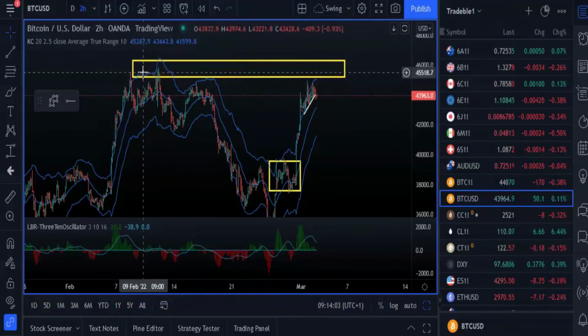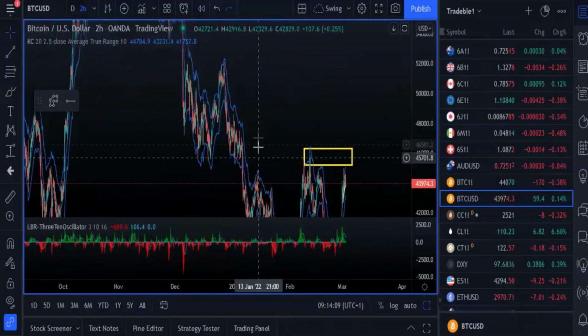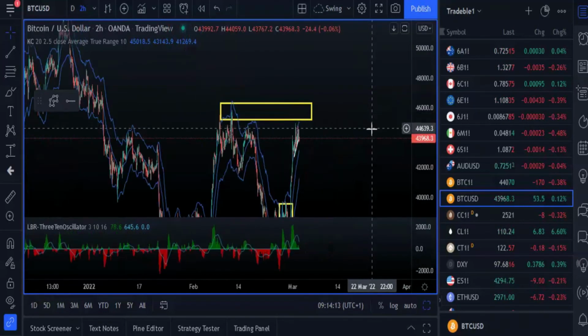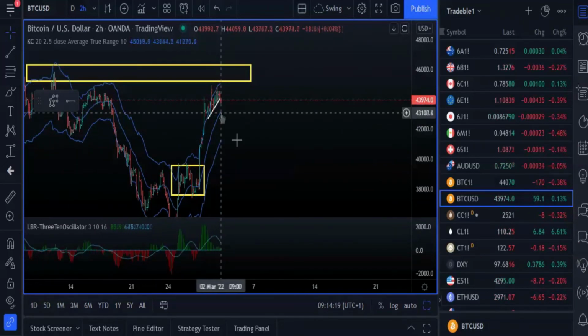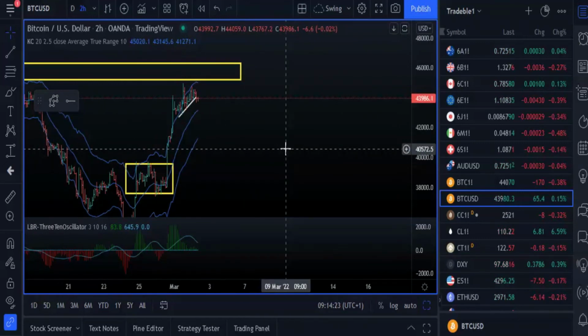The key pivot area is at 45, 46,000, let's say. This is a key pivot zone here. If we break that, then we can expect even higher prices, maybe towards 51,600. But so far we are not breaking that, so some kind of pullback, maybe towards 42,800. We might expect that one might be in play.